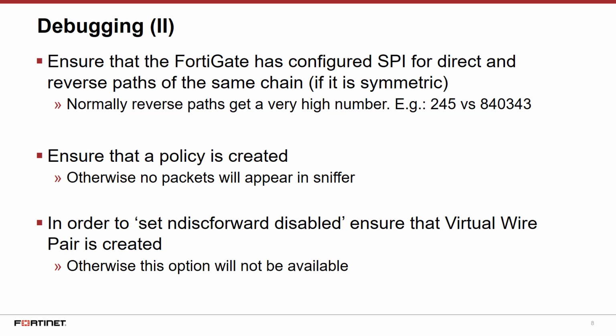Take into account that while the SPI for direct gets a low number, the SPI for reverse gets a very high number, probably the two's complement or a similar approach. You also have to ensure that a policy is created, because otherwise the packet will not be shown. And a very important thing is that if you want to set the NDIS forward disable in the interface, you have to first associate the port to a virtual wire pair. If you don't do that, the option to disable the NDIS forward will not be available.